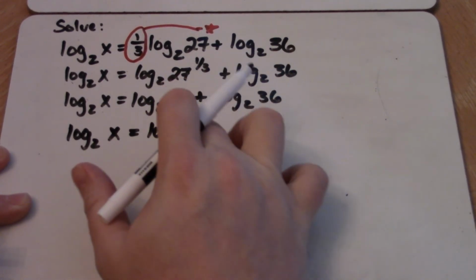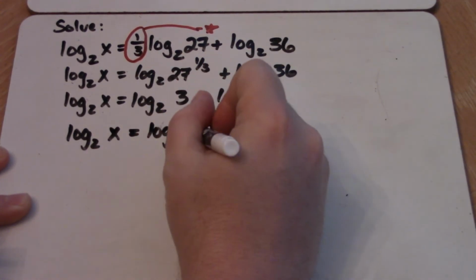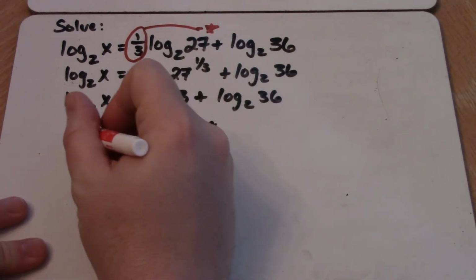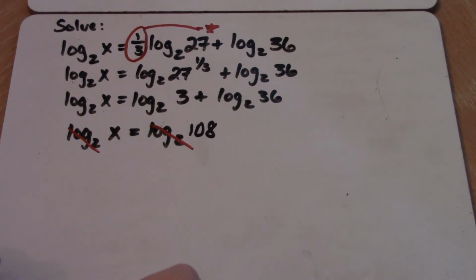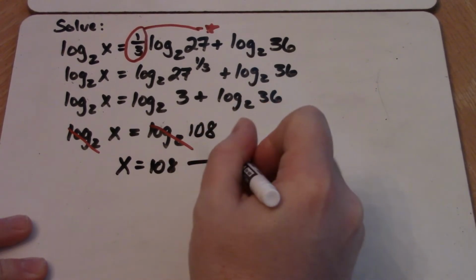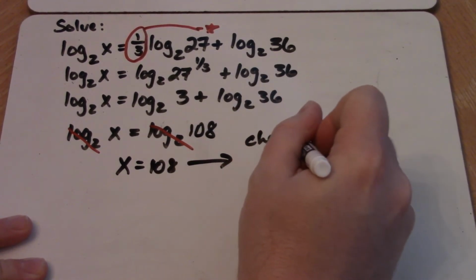Shouldn't be an equal sign there. Log base 2 of 108. Once again, once we get it to the point where we have one logarithm on each side, as long as those logarithms have the same base, they can be dropped, which gives us x equals 108 as the number that we need to check. So then we check that value.